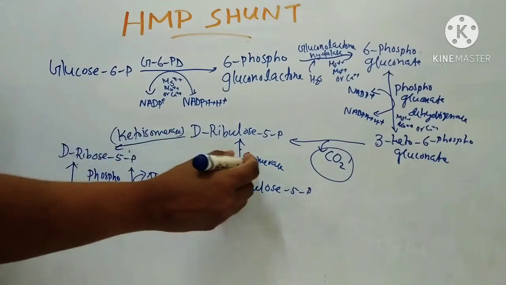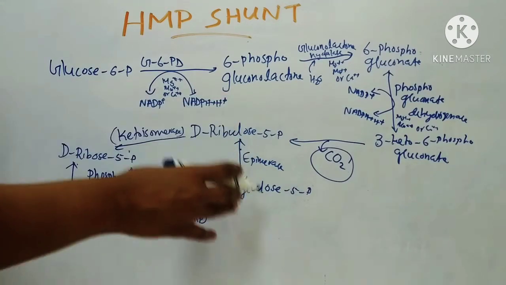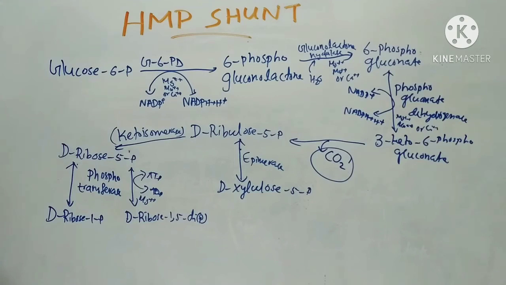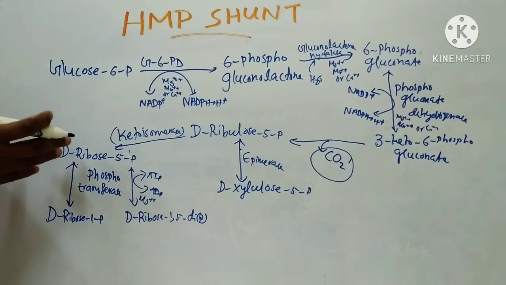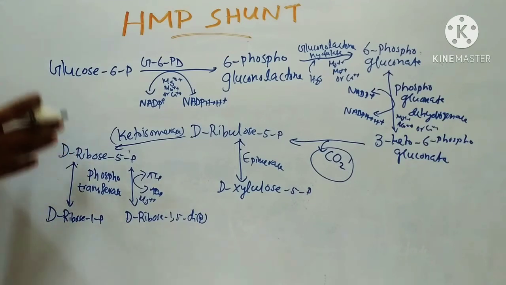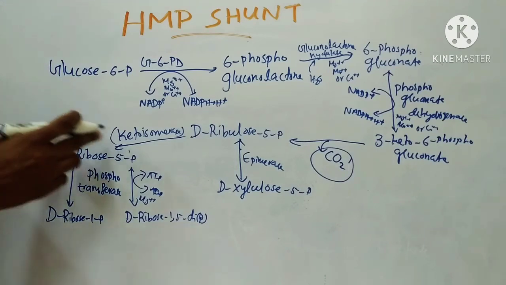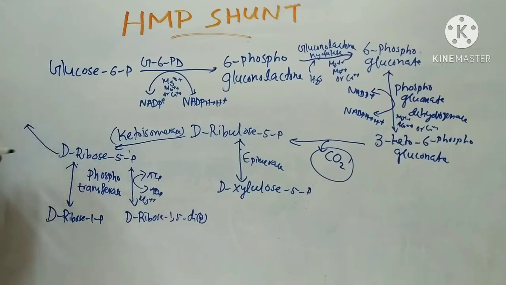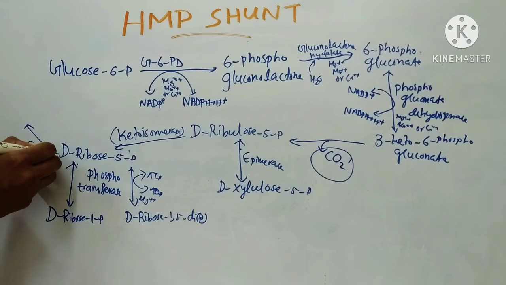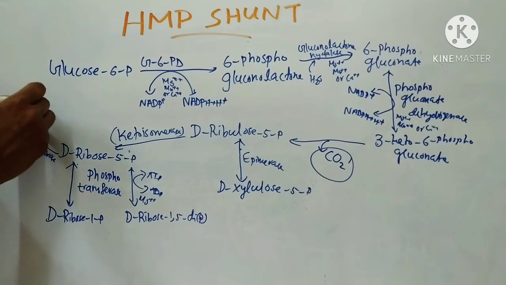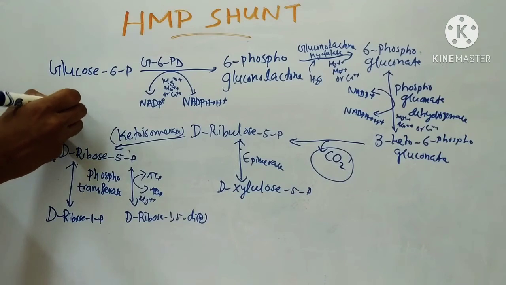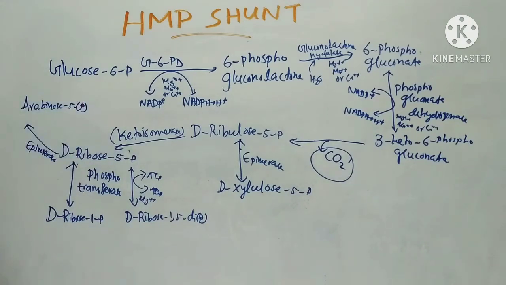Here it is ketoisomerase, here it is epimerase, and it is in the formation of D-xylulose 5-phosphate. Then some of the ribose 5-phosphate formed can be epimerized by phosphopentose epimerase, and it forms arabinose 5-phosphate. That is the first step in stage 2.